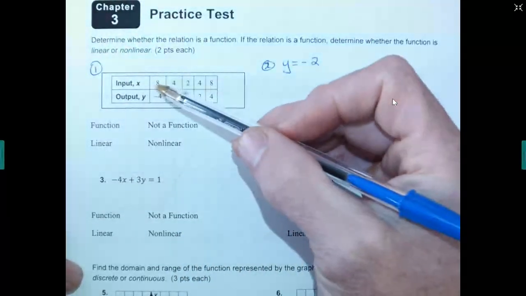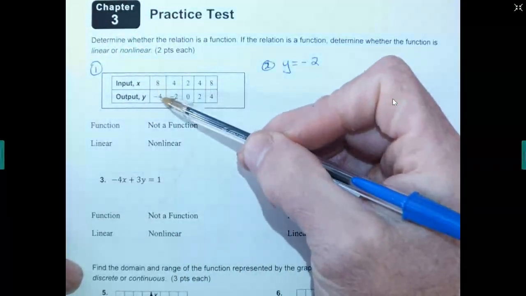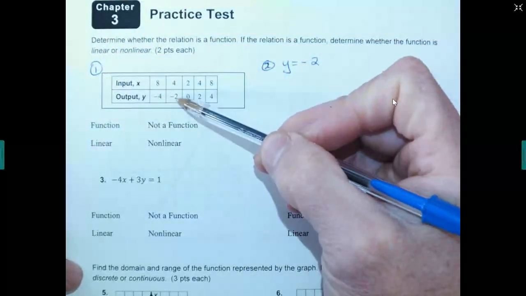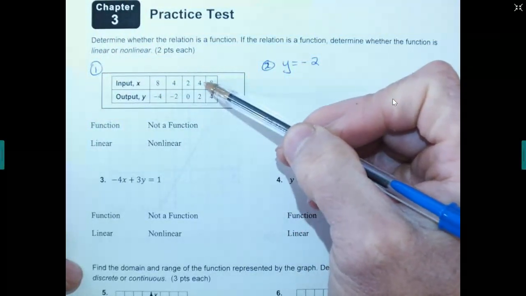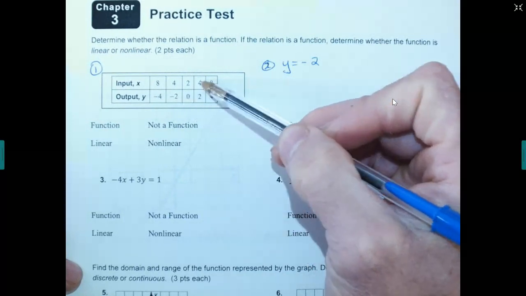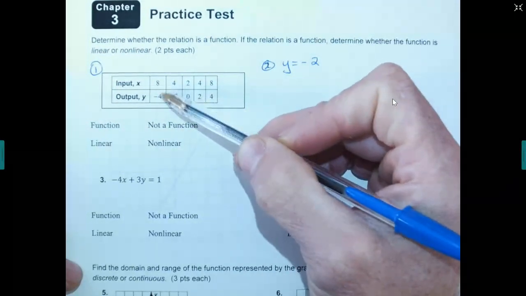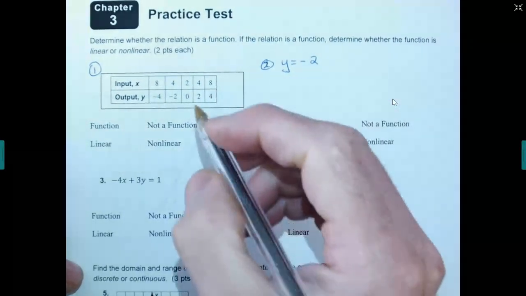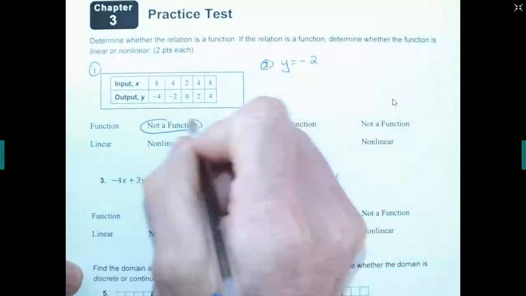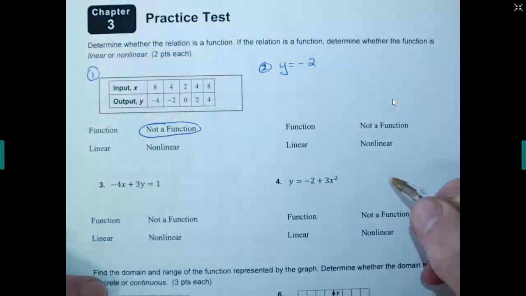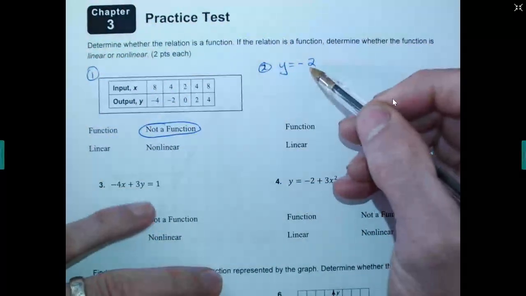So, let's look and see if every input has its own unique output. Yep. Oh, look at that. 4 has a negative 2. 4 has a 2. Oh, look at this. 8 has a negative 4. This is not a function. Alright. Y equals negative 2.